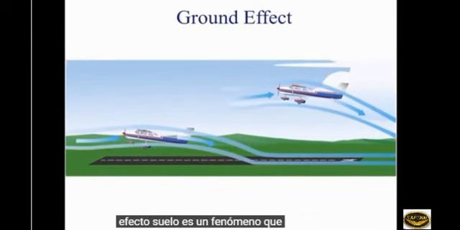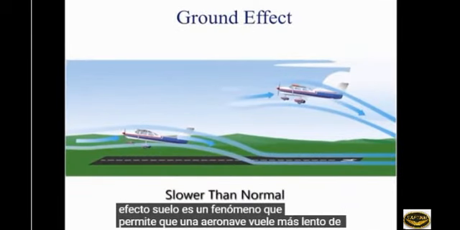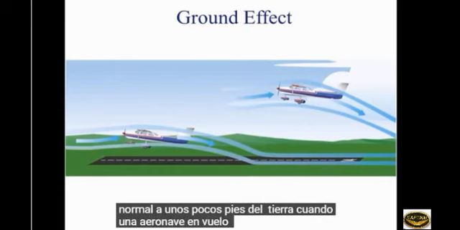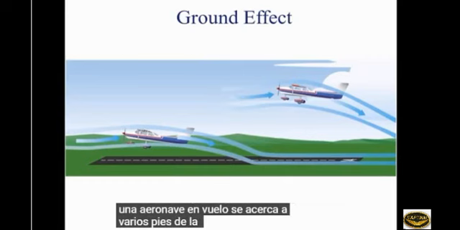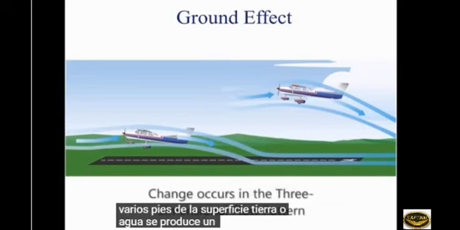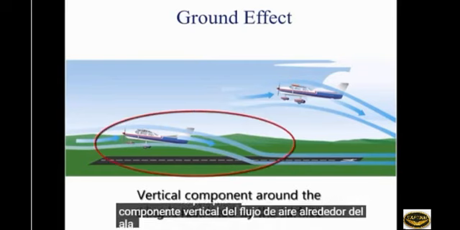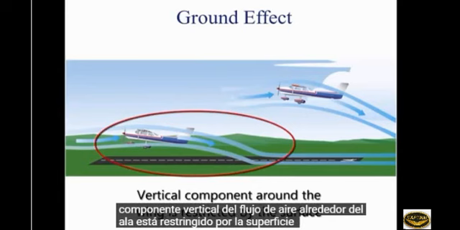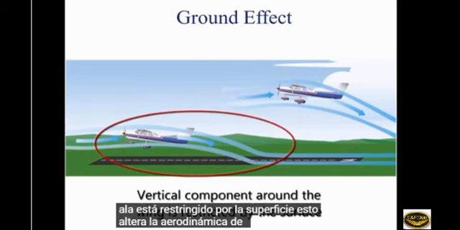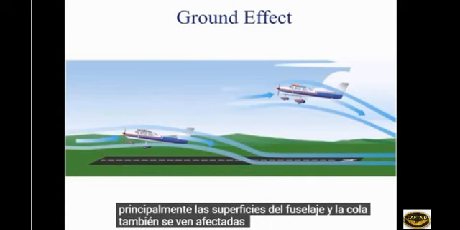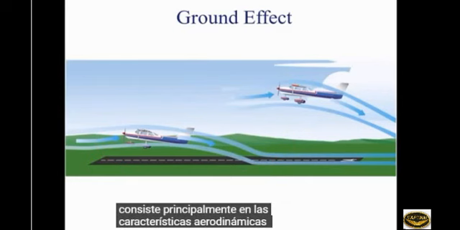Ground effect is a phenomenon that allows an aircraft to fly slower than normal a few feet from the ground. When an aircraft in flight comes within several feet of the surface, ground, or water, a change occurs in the 3-dimensional flow pattern around the aircraft because the vertical component of the airflow around the wing is restricted by the surface. This alters the aerodynamics of the wing mainly. The fuselage and tail surfaces are also affected, but ground effect mainly consists of the aerodynamic characteristic changes of the wing.